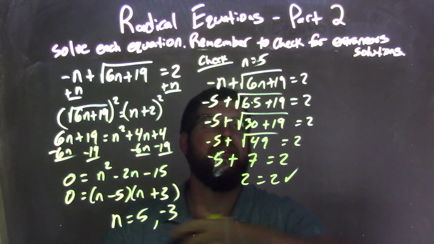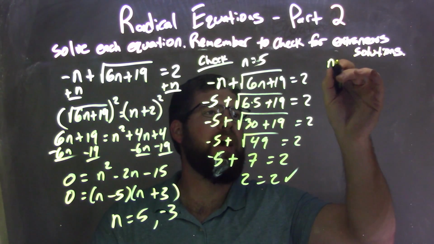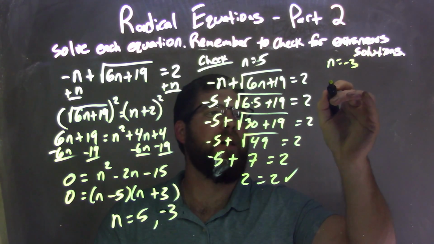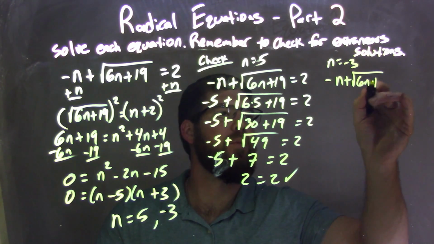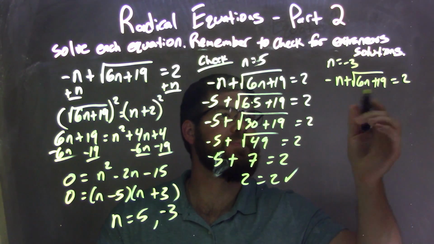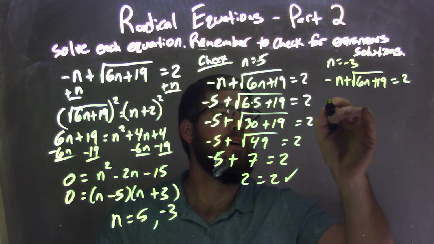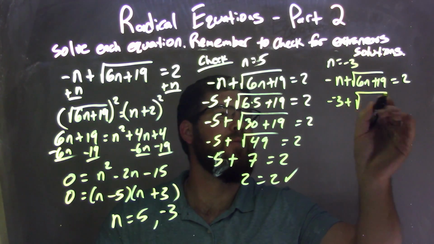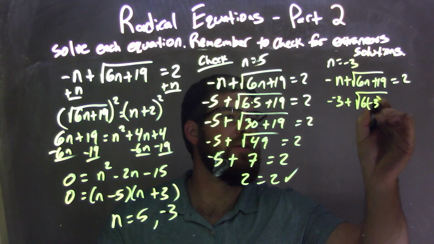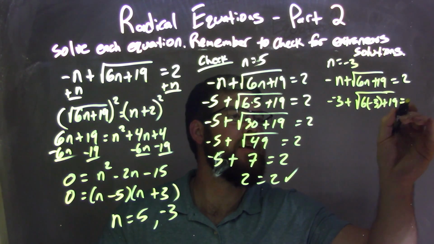Looking good. We have two solutions, so we've got to check the other one. Now n equals negative 3 here. Rewrite my equation: negative n plus square root of 6n plus 19 equals 2. Let's plug negative 3 in. So negative 3 gets plugged in there, right? Plus square root of 6 times negative 3 plus 19 equals 2.